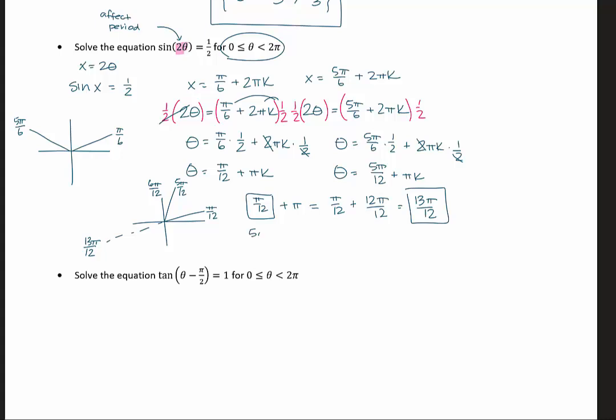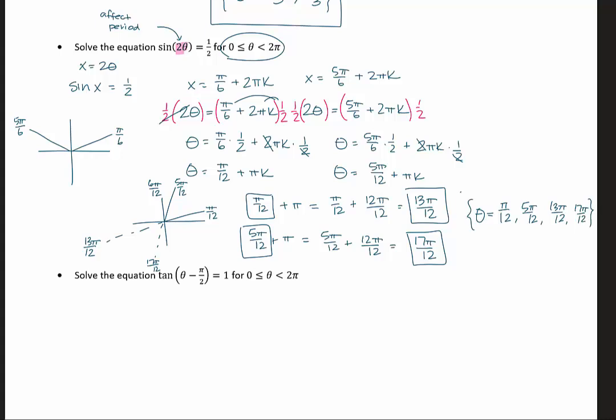And the same thing with 5 pi over 12. We can add pi. So 5 pi over 12 plus 12 pi over 12 is equal to 17 pi over 12. And so I know where I was for 5 pi over 12. If I add a pi, now I'm down here at 17 pi over 12. If I add another pi, I'm just going to be at a new name of this place, which is beyond 2 pi. So my answers here would be pi over 12, 5 pi over 12, 13 pi over 12, and 17 pi over 12. And so I would have 4 answers for this one.